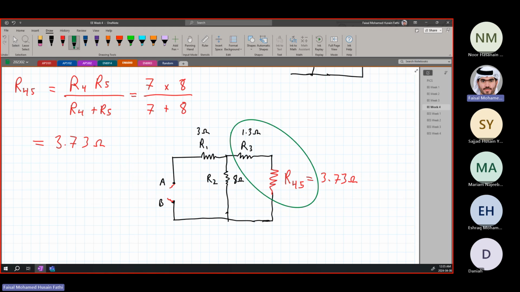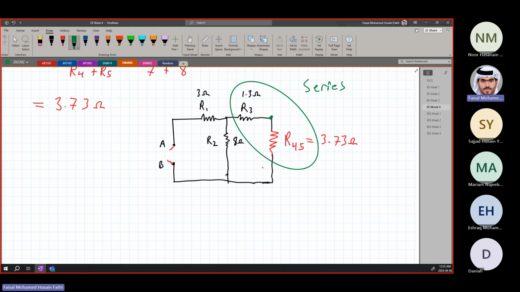Look at the connection point. Look at the connection point. How many connection points are there? Yes, exactly. From the bottom it's not connected to R3. So it's only connected from the top part, one part of it. So these are in series.